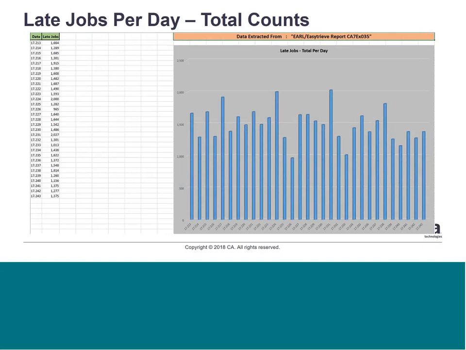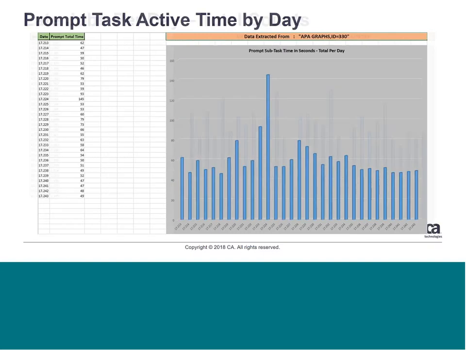For that day, what are the late jobs? How many late jobs did we have? On day 224, we hit up to 2,000. But equally, which is interesting, there are a number of other days when we had similar numbers of late jobs, 1,900, 1,800 and something, and yet if we go back to the prompt task, we don't seem to get the same level of prompting going on.